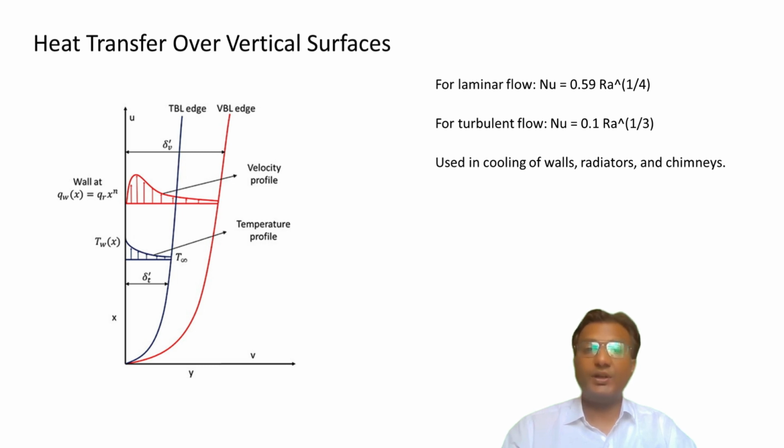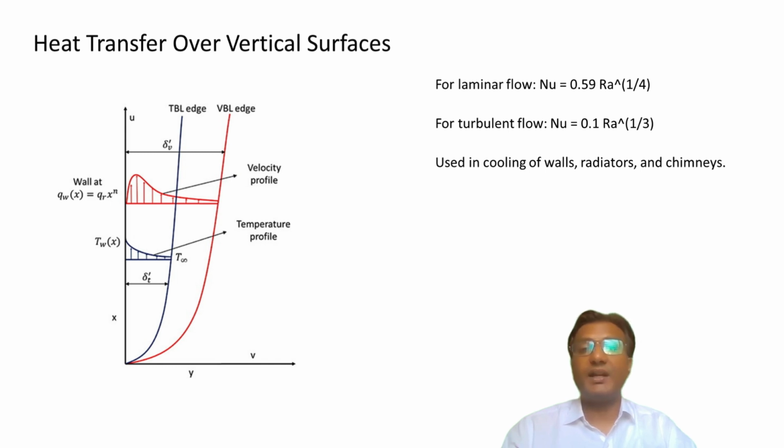These correlations allow engineers to calculate the convective heat transfer coefficient h and predict the heat transfer rate using Newton's law of cooling. For example, a vertical radiator transfers heat to room air with flow regime depending on the Rayleigh number. These formulas are used in cooling walls, chimney design, and electronic enclosures.